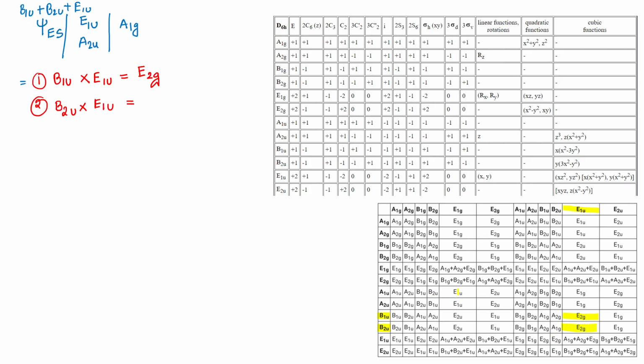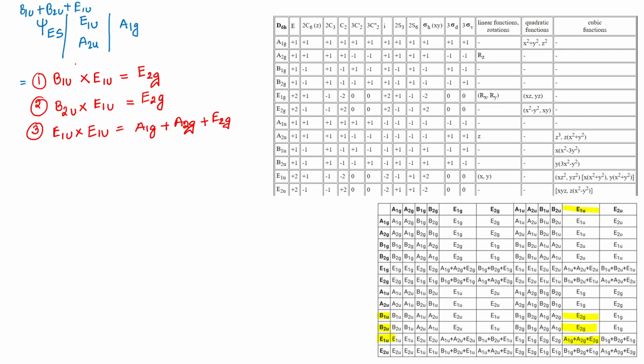And what about E1U and E1U? They contain A1G. See, E1U into E1U, so they will contain this. So this is also E2G. And the third is E1U into E1U, that contains A1G plus A2G plus A2G. Okay.